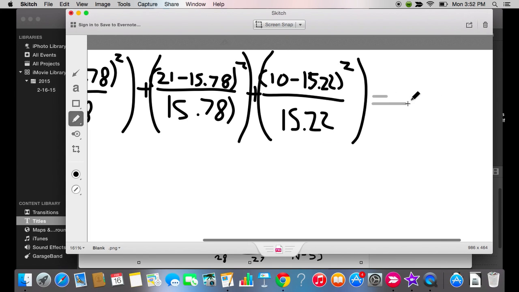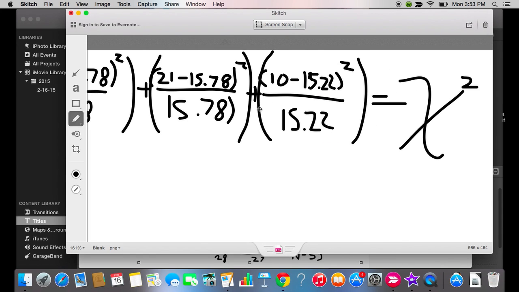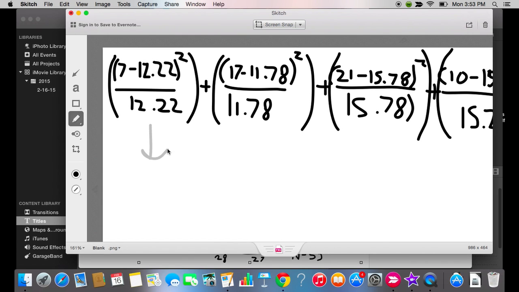And then, forgot my plus sign. There we go. That's going to equal chi-square. So we got to solve each of those separately first, and then we're going to add them up. So we got to do parentheses. Come on, we learned this in middle school, elementary school.